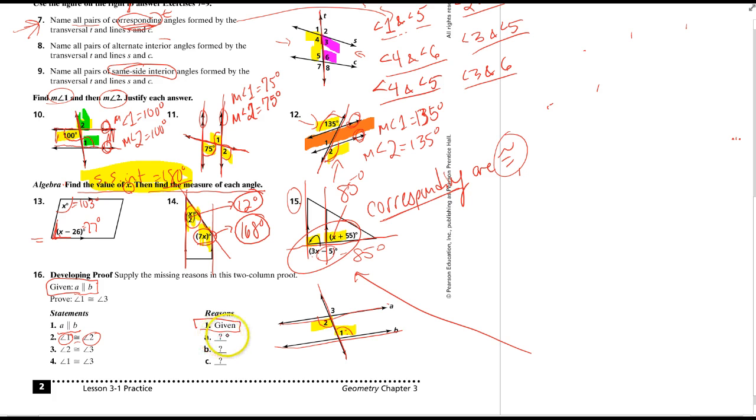So, for A, we should have alternate interior angles. Postulate. I'm sorry, theorem. Alternate interior angles theorem. Now, 2 congruent to 3. Why is that? Well, if I've got 2 here and 3 here, those are my good old vertical angles. So for part B, I get to say that they're congruent because they're vertical.